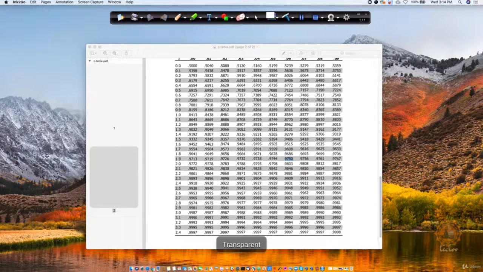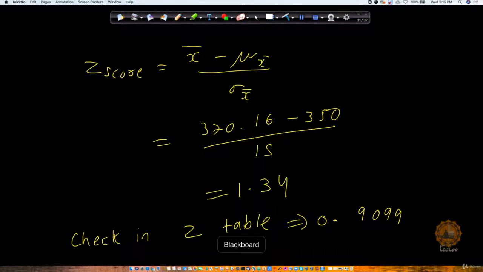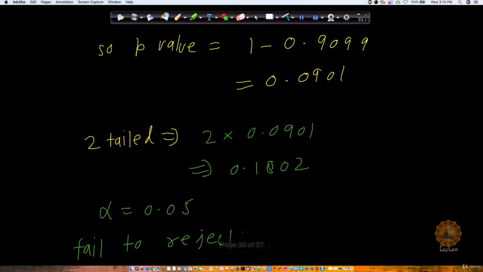So for this, let's go to the table and start checking this value. 1.3, and we need to go for 4. So this is coming as 0.9099. This is the value we're going to get. So what is the next step? To calculate the p-value, we are going to subtract it. So 1 minus whatever value we got corresponding to the z-score table, we get 0.0901. Now since it's a two-tailed test, multiply it by 2.